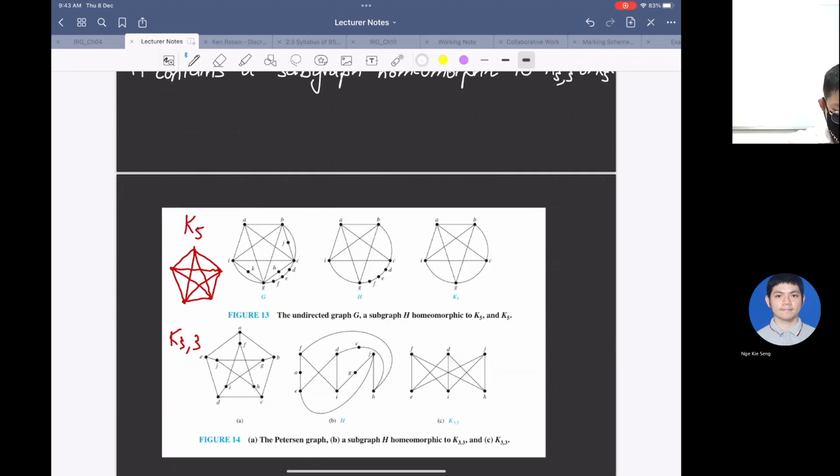For example, figure 13 here. Look at this graph here. Is it planar or not planar? By Kuratowski's theorem, it is non-planar because it contains a subgraph that is homeomorphic to K5. Note that it is just homeomorphic because there are more vertices here. They don't agree on the nodes, but they are homeomorphic because you can remove them by elementary subdivision.